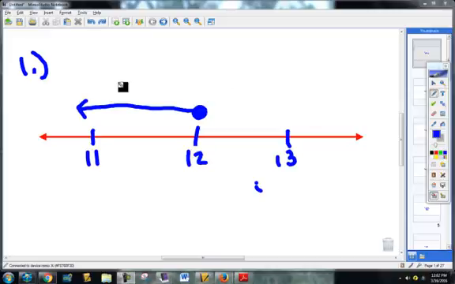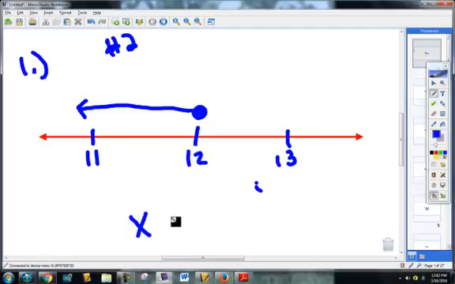Number one here, this is going to be learning target number 2. I'll try to put the learning targets up here also to help you guys. You have to be able to identify what the inequality would be from that number line. So here, I know I'm going to start with x. I know I'm going to put 12 on there, right, everybody? Because x is my variable.